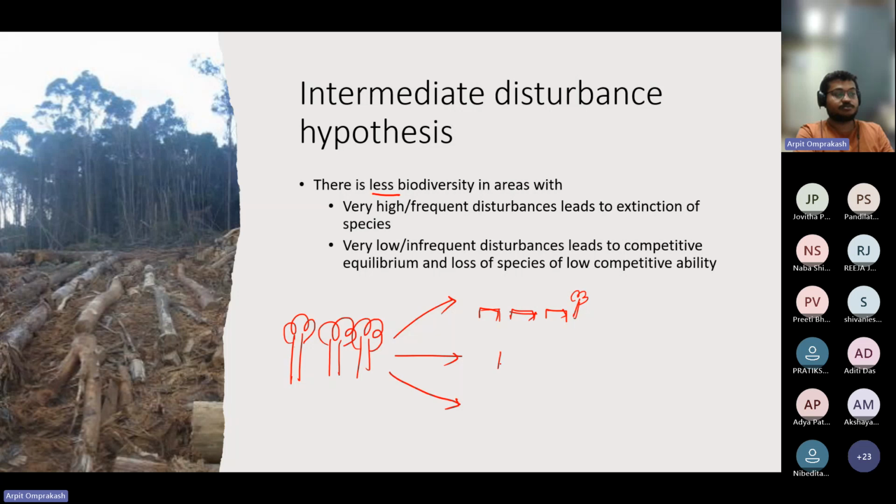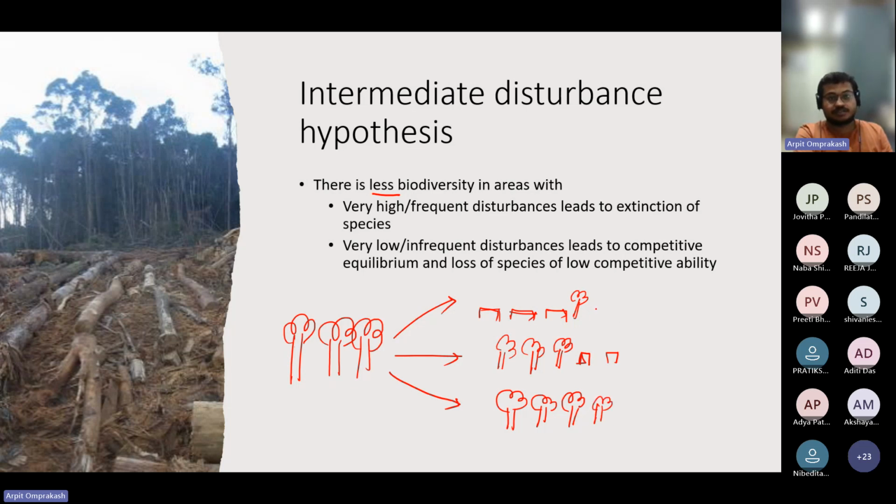Medium disturbance is where some of it is cut down, some of it is still there, right? And low or infrequent disturbance is basically like protected areas, where there's no cutting or there's no disturbance caused by humans and all that.